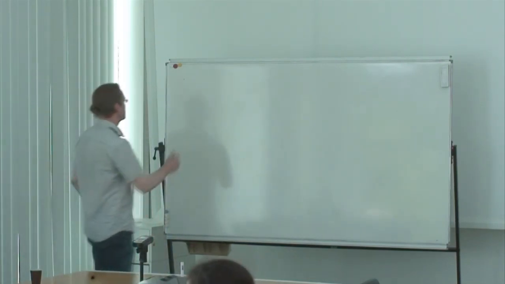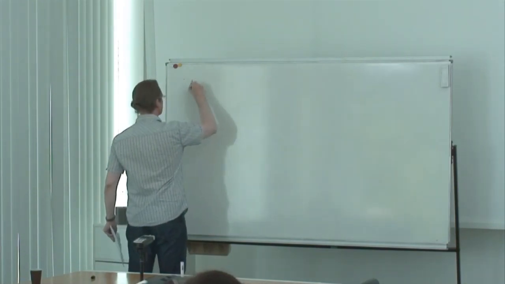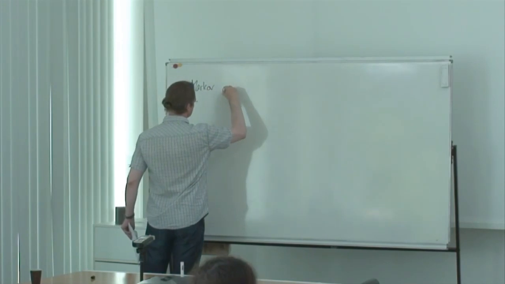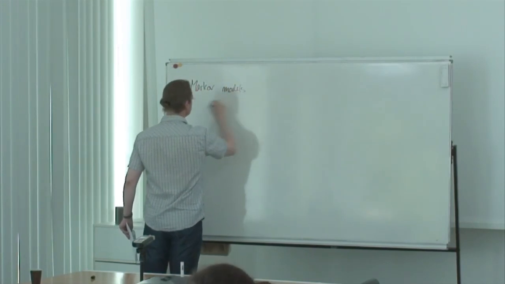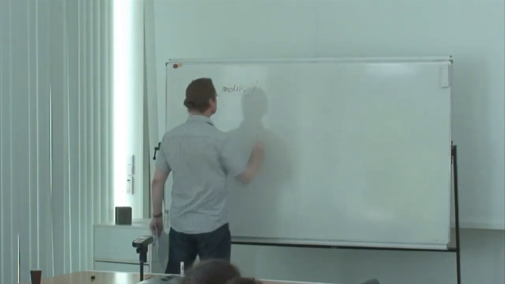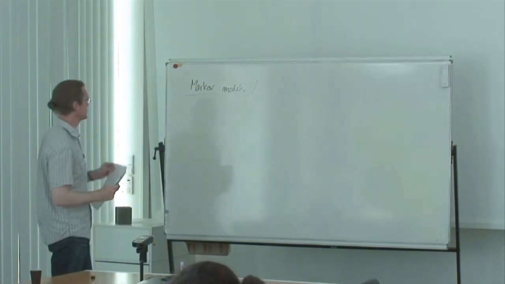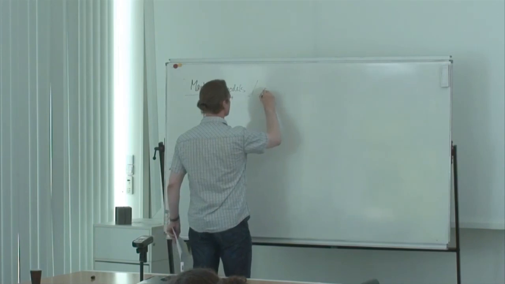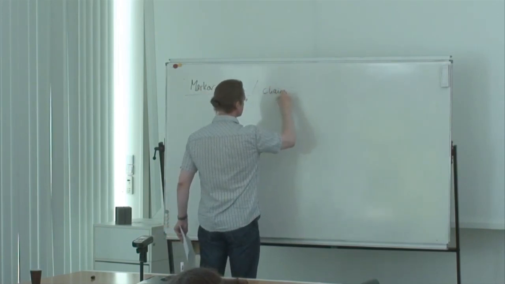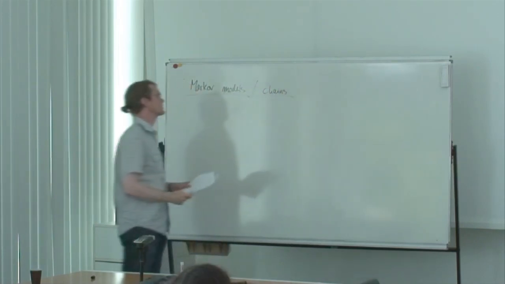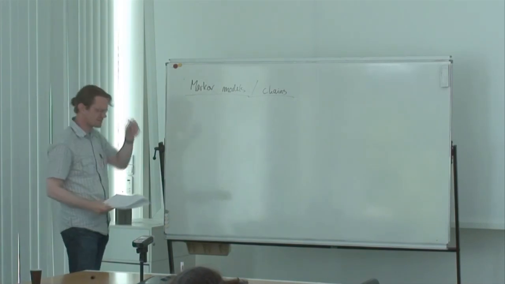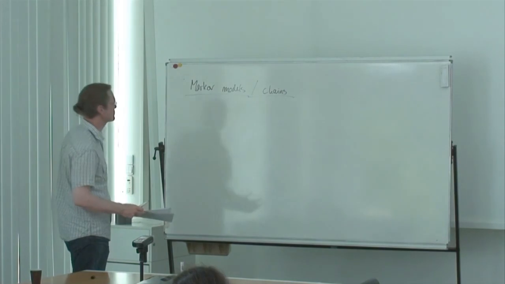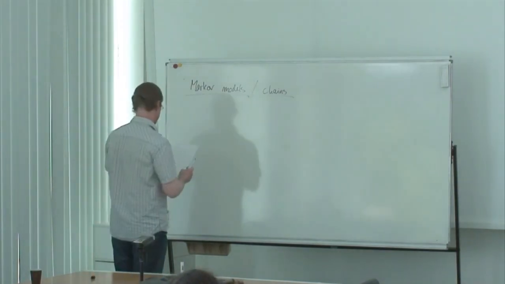What we are going to study today is called Markov models. We do not really distinguish these things today, so we are going to talk about Markov models or Markov chains. You find both terms in the literature. There is a certain way of distinguishing between those, but we will not really care about this.